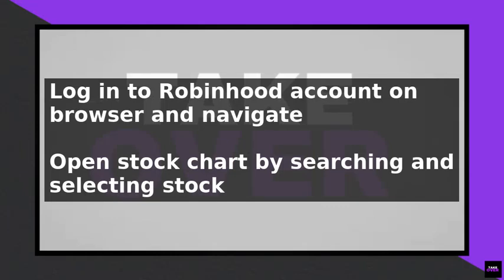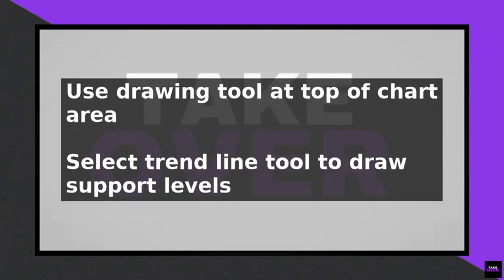To draw trade lines on Robinhood, you will need to utilize the platform's advanced trading interface, which offers enhanced tools, including the ability to draw various lines and indicators. Begin by logging in to your Robinhood account on your browser and navigating to the relevant section.